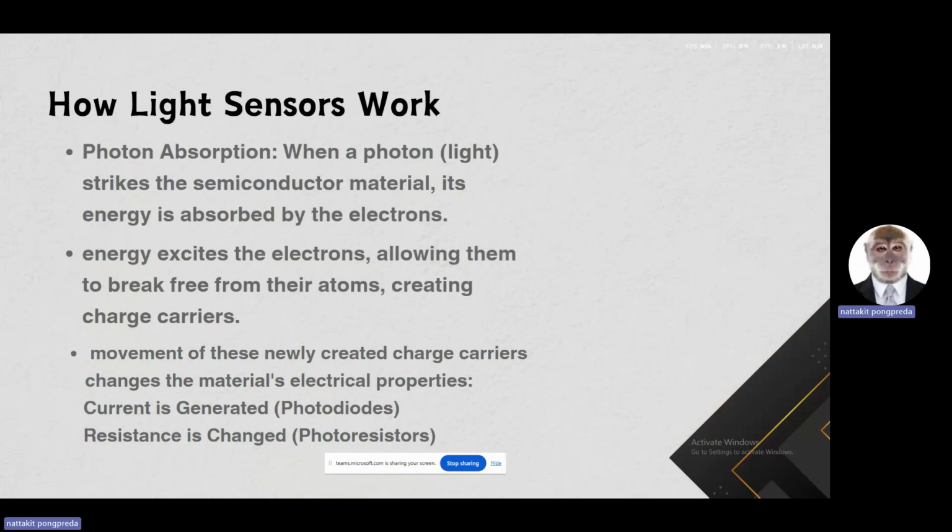The movement of these newly created charge carriers then changes the material's electrical properties in two ways. If a current is generated, it's called a photodiode, but if the resistance is changed, it's a photoresistor.